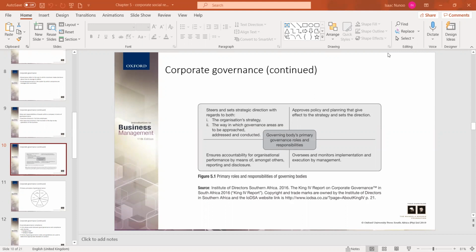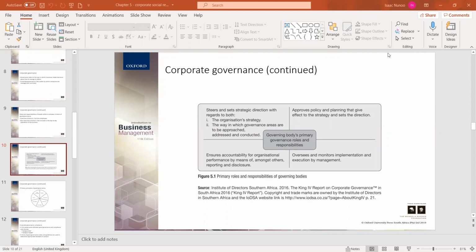What should be done to make sure that the trajectory is sound? Is the company making losses? What accounted for the losses? What audit should be done? So these are the accountability nature of this board. They also oversee and monitor implementation and execution by management.